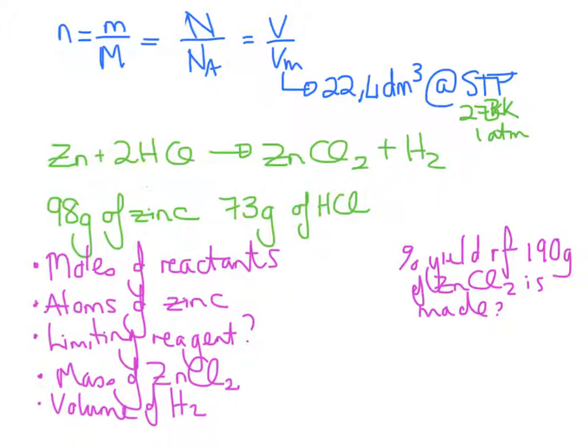So zinc and hydrochloric acid gives me zinc chloride plus hydrogen. Let's say I was given 98 grams of zinc and 73 grams of hydrogen chloride. And the question asked me, or hydrochloric acid, whichever, how many moles of reactants do I have here? So if I want number of moles and I've been given mass, I'm going to go number of moles is equal to mass over molar mass. I've been given 98. I divide that by the molar mass of zinc, which is 65,4, and I land up with approximately 1,5 moles.